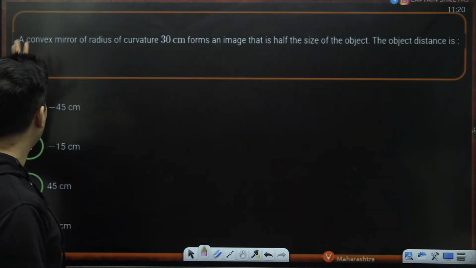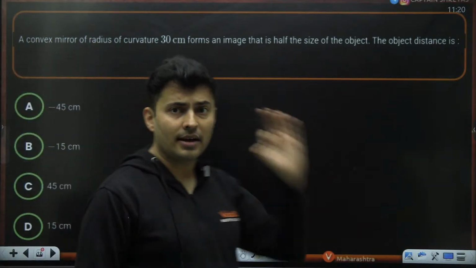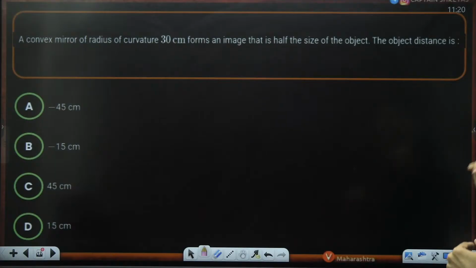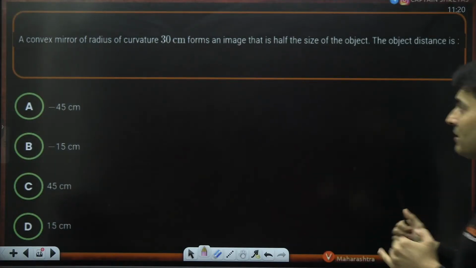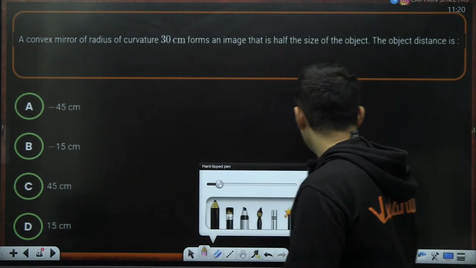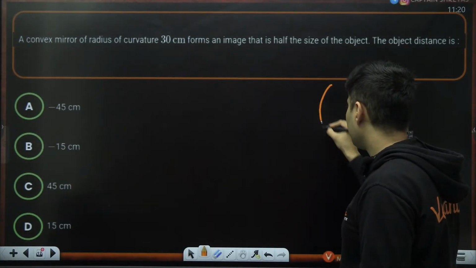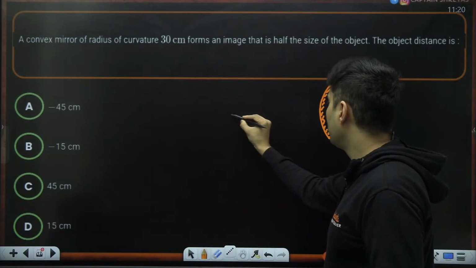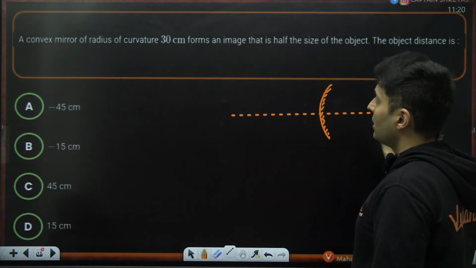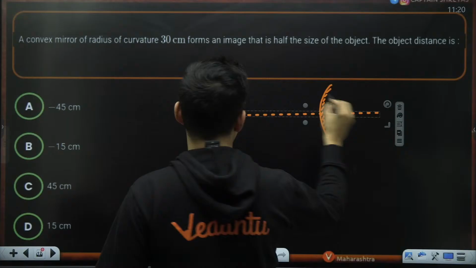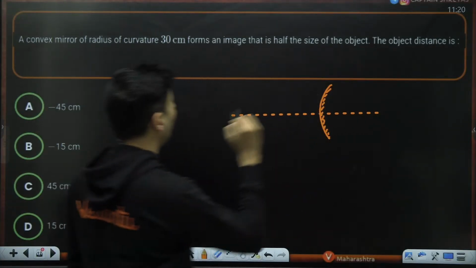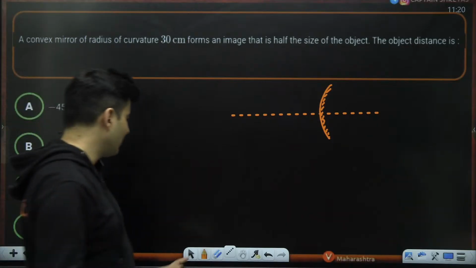A convex mirror of certain radius forms an image which is half the size of the object. The object distance is? Imagine a convex mirror. Okay, let's take a convex mirror like this. Let's show the principal axis over here like this. The radius of curvature is also given. So it forms an image which is half the size of the object.